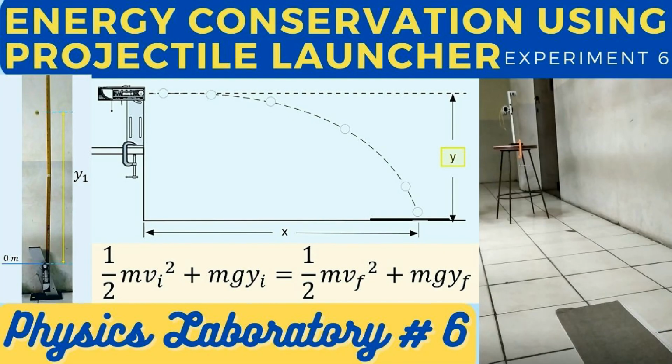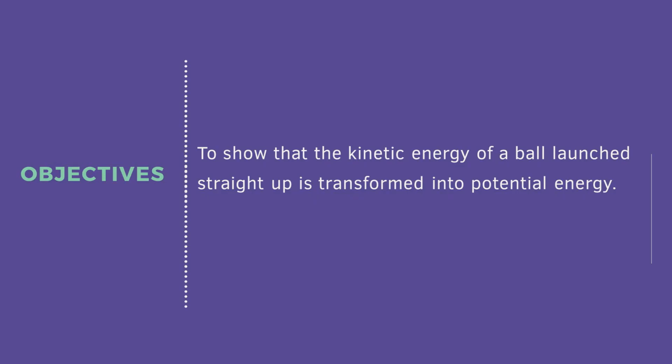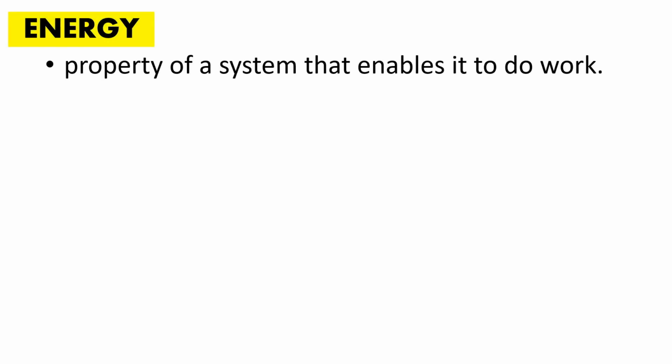Good day, everyone. For today's experiment, we will perform experiment 6, which is the energy conservation using projectile launcher. The objective of this experiment is to show that the kinetic energy of the ball launched straight up is transformed into potential energy. So, what is energy?